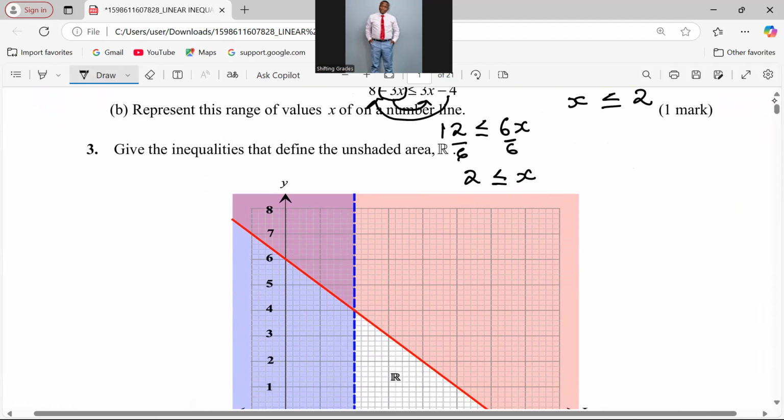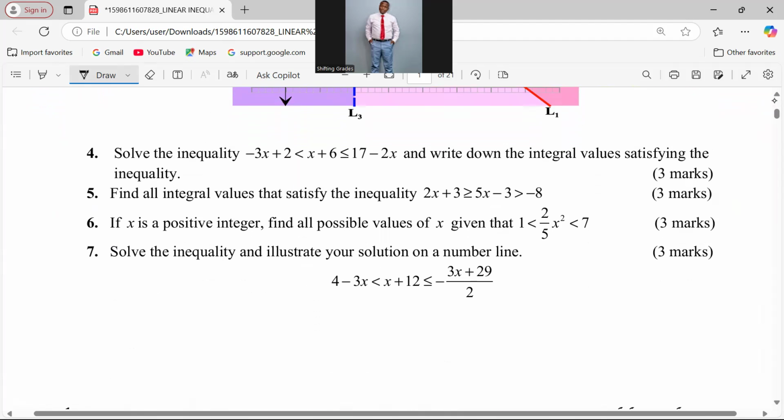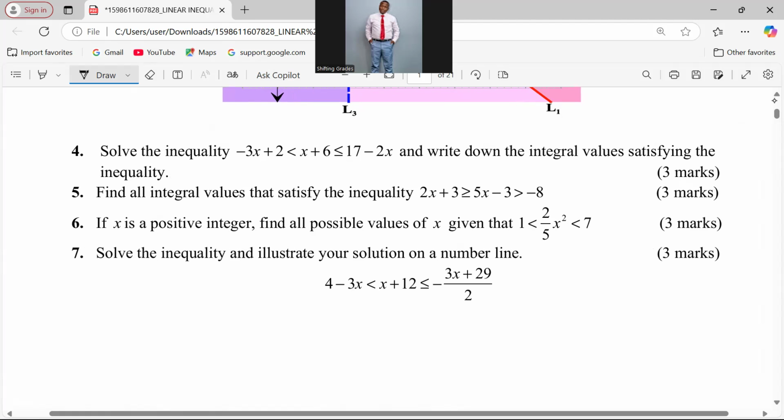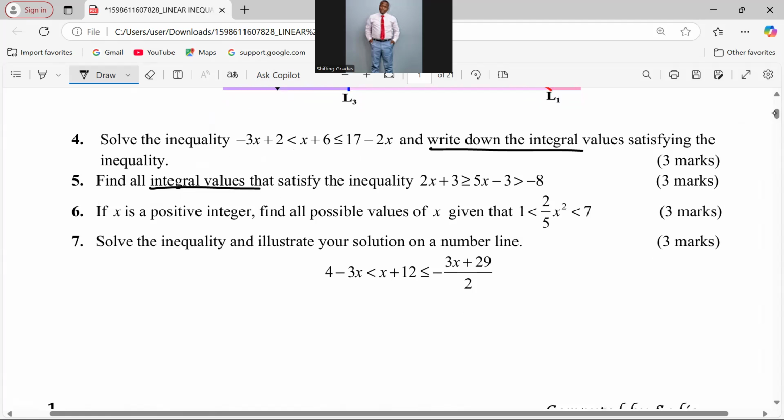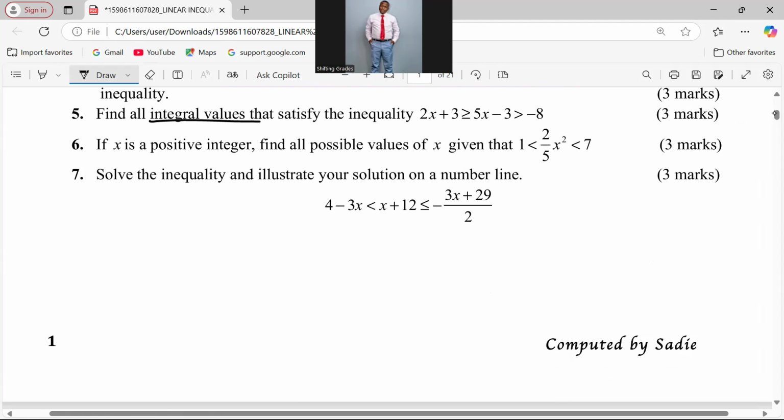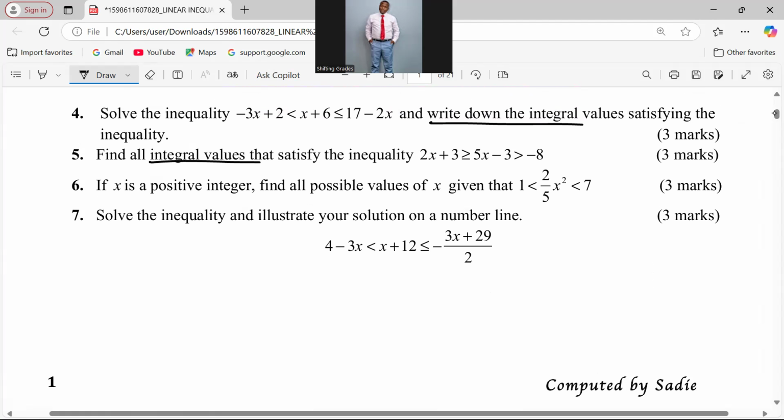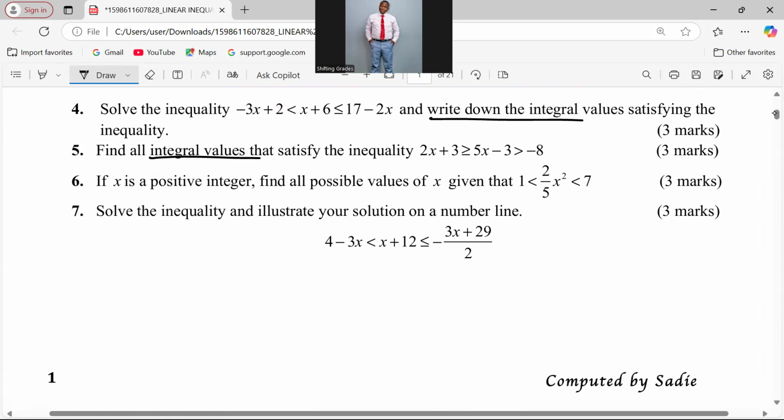Now, after knowing how to simplify simple statements, it's good for you to know that apart from representing on a number line, some other times you'll be told to state integral values. Write down the integral values. Find all integral values. So we're going to solve one that involves integral values before we get into the graphical work. But look at it this way. This one is a compound statement now, not simple statements. A compound statement whereby we have two inequalities.